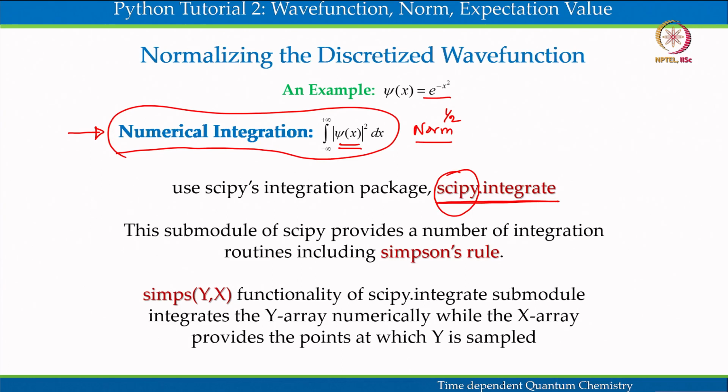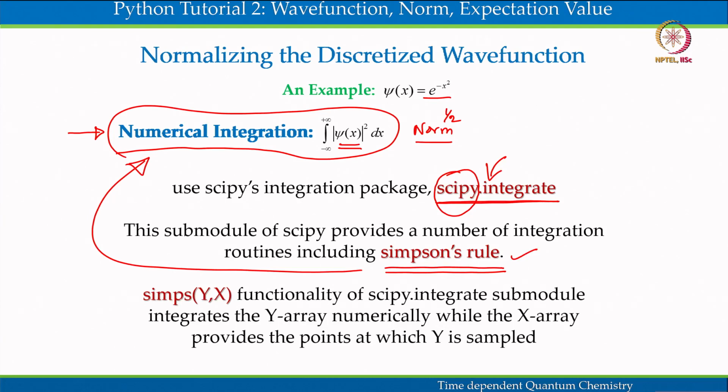It has pre-written code in it, and we are going to use that code directly to perform this numerical integration. The SciPy Integrate submodule of SciPy provides a number of integration techniques, including Simpson's rule. Now, what is Simpson's rule? We will not go over it in detail in this course. It is a numerical technique which enables one to get a numerical integration done. So we will use Simpson's rule. There are many other techniques already included in this SciPy Integrate package, but we are just selecting Simpson's rule.